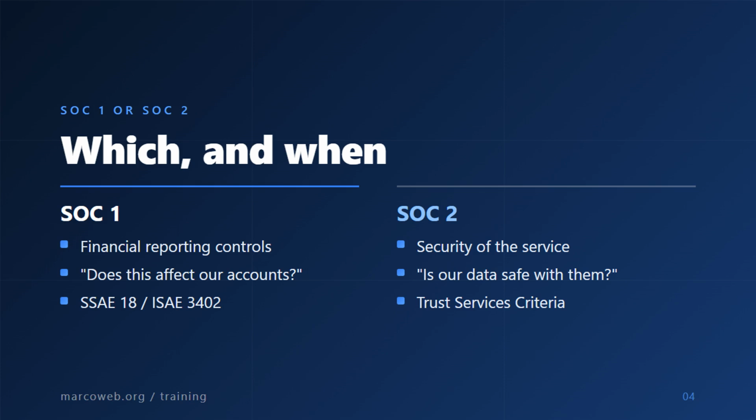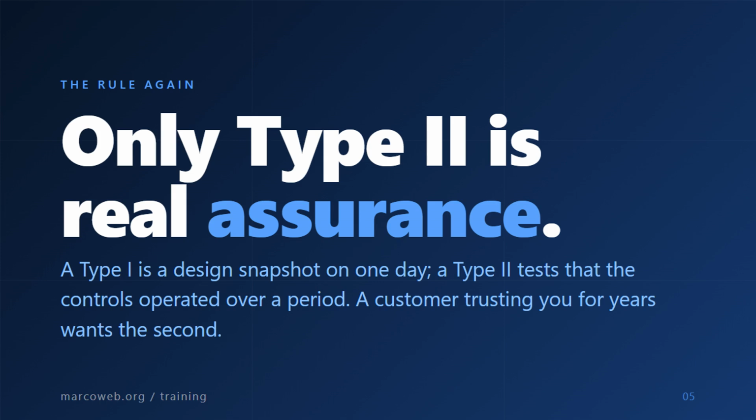Which do you need, SOC 1 or SOC 2? SOC 1 covers controls relevant to the customer's financial reporting, when your platform processes transactions that flow into their books. SOC 2 covers security and related qualities of the service. The test is simple. If the question is, does this affect our financial statements, it is SOC 1. If it is, is our data safe with them, it is SOC 2. Some providers need both.